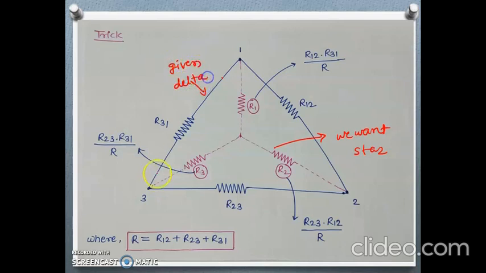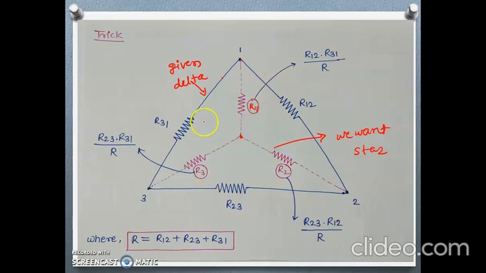This is the given delta we have, with the R31, R12 and R23 values. Then this star should be drawn with dotted lines. Now we want the R1, R2 and R3 values.